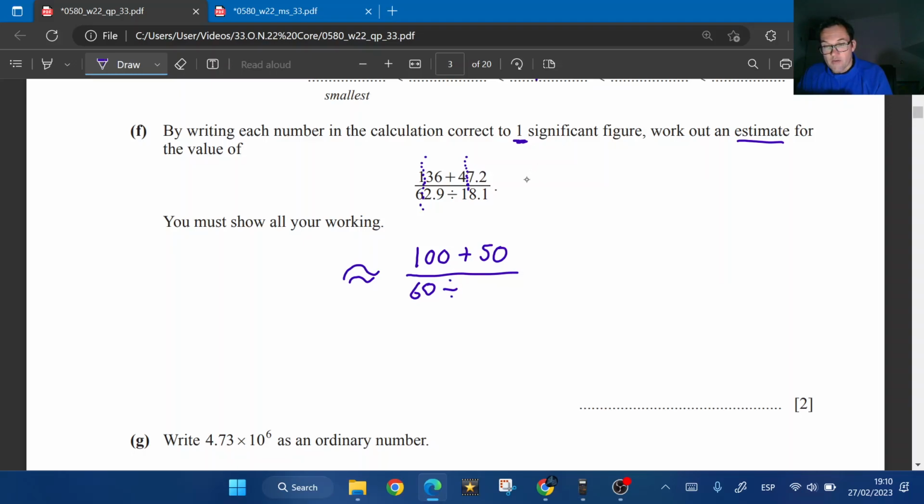Last one, the first significant figure there is a 1. Next to the 1 is an 8, so again we need to round it up. And we need to show that this is a 20. Okay. Now we can work this out.